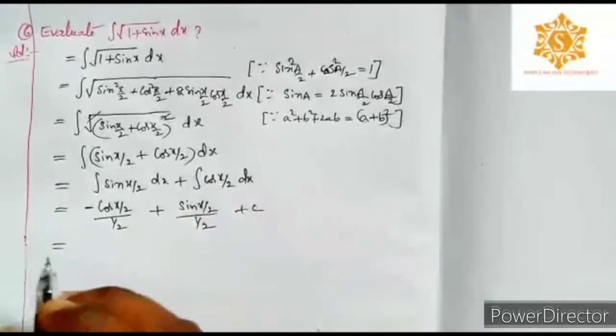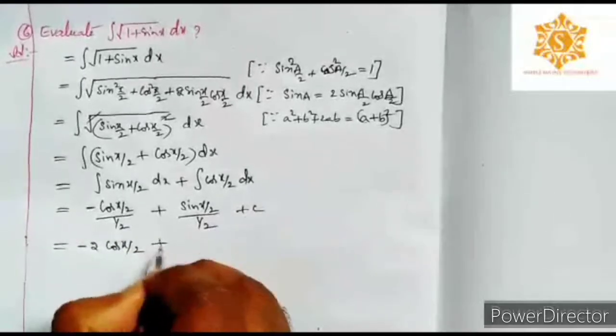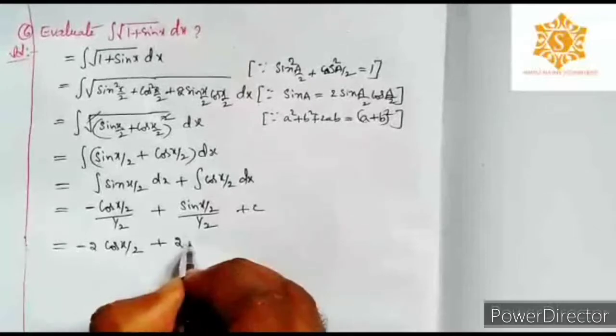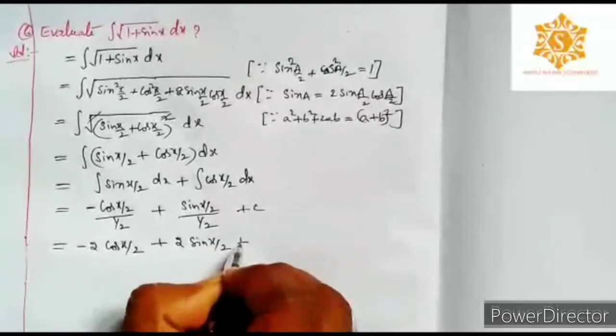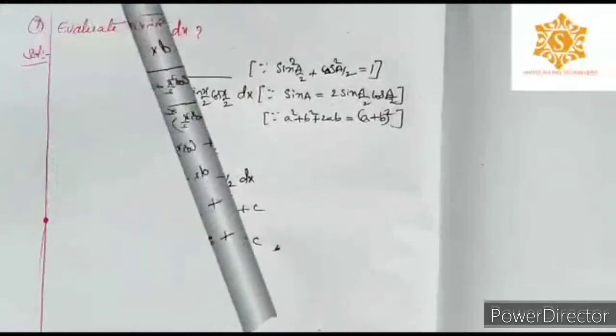So here 1 by 2 value is 2, so minus 2 cos(x/2) plus here also 1 by 2 value 2, so 2 sin(x/2) plus c. So this is the solution of the given problem.